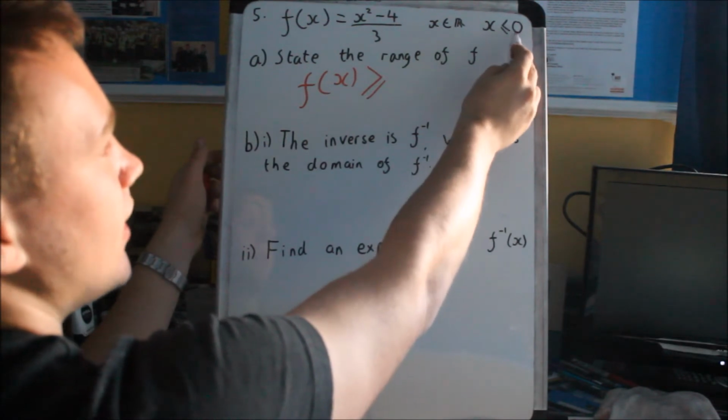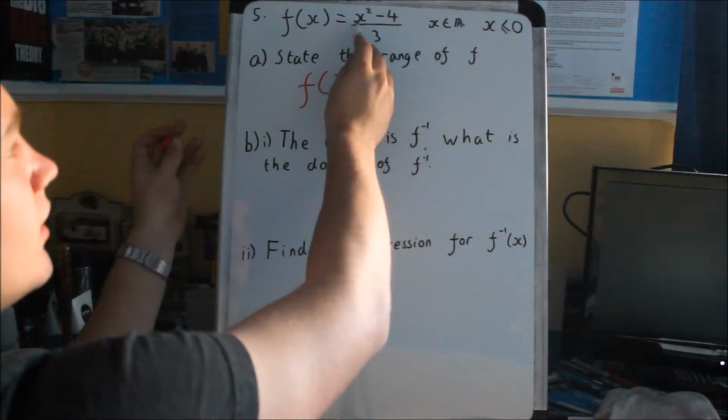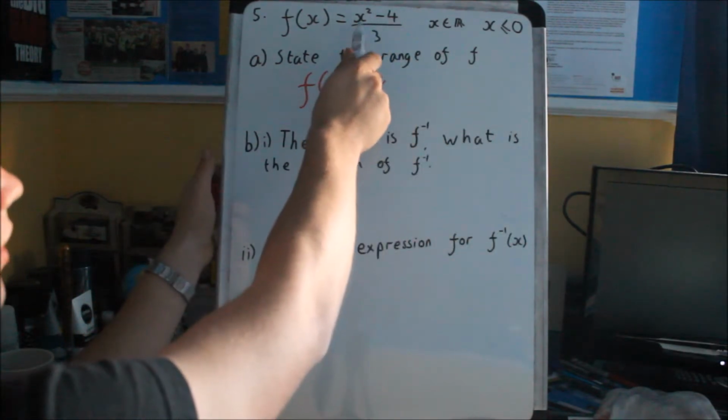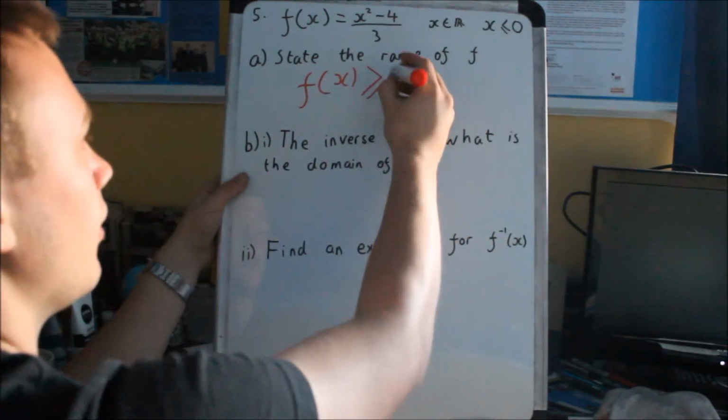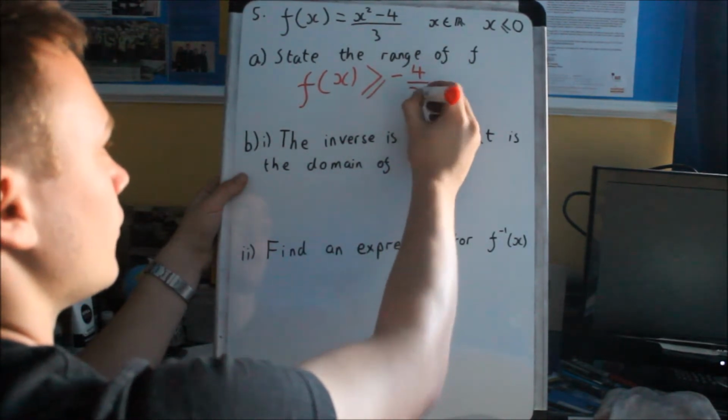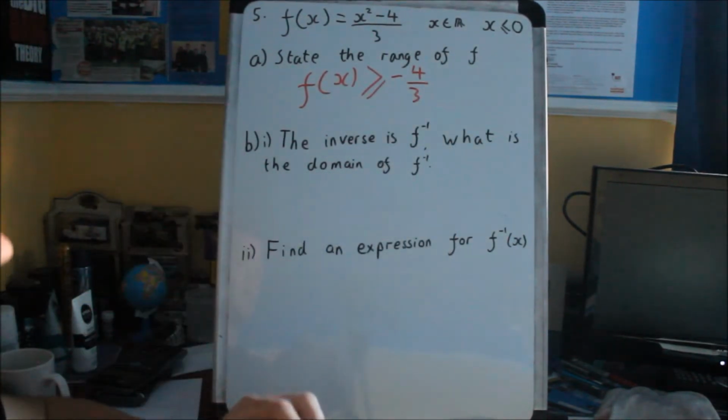We put this value of 0 into here, because that is our domain, and we can find the range. So when x equals 0, we've got 0 minus 4 over 3, which is just minus 4/3. That probably would have been accepted as a decimal, but I'm going to leave it as a fraction. So f of x is greater than or equal to minus 4/3.